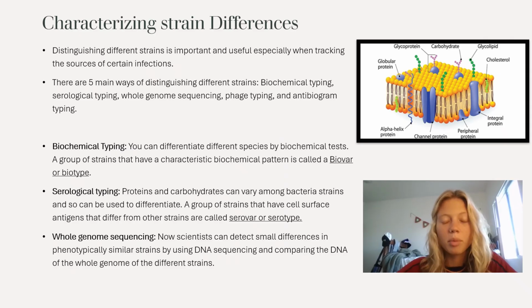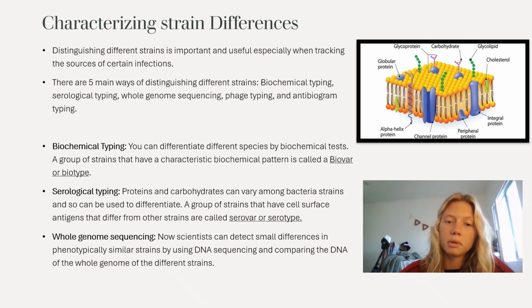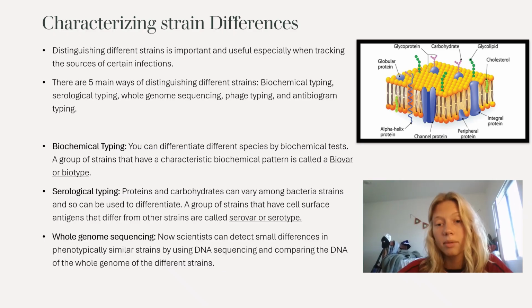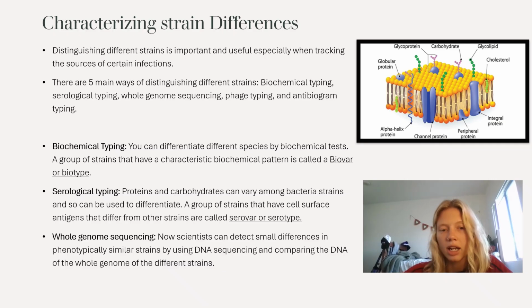Distinguishing different strains is important and useful, especially when tracking the sources of certain infections. There are 5 main ways of distinguishing different strains: biochemical typing, serological typing, whole genome sequencing, phage typing, and antibiogram typing. Biochemical typing: you can differentiate different species by biochemical tests. A group of strains that have a characteristic biochemical pattern is called a biovar or a biotype.